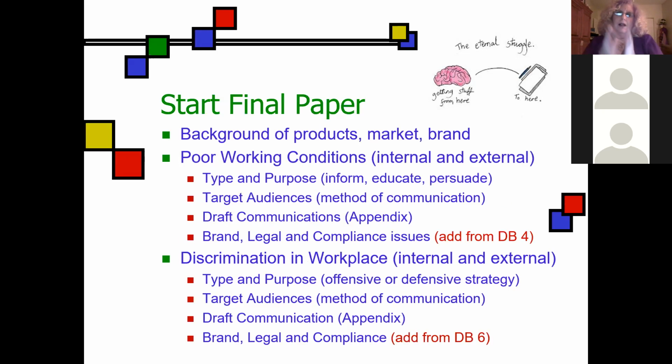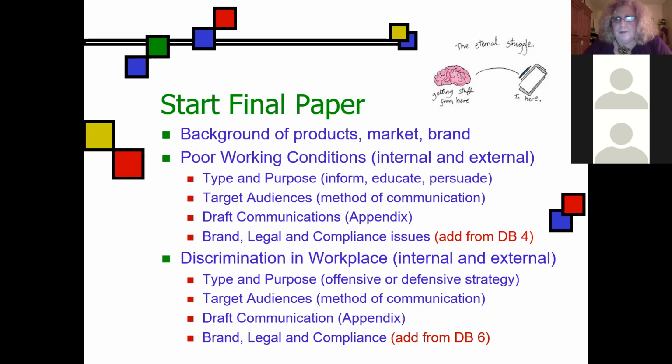Okay, so how do you start it? The first thing you want are the background of the products, the market, the brand. So you're going to have an opening paragraph that talks a little bit about the company. The communication context and communication needs sections are not required, so I would put that into the background.